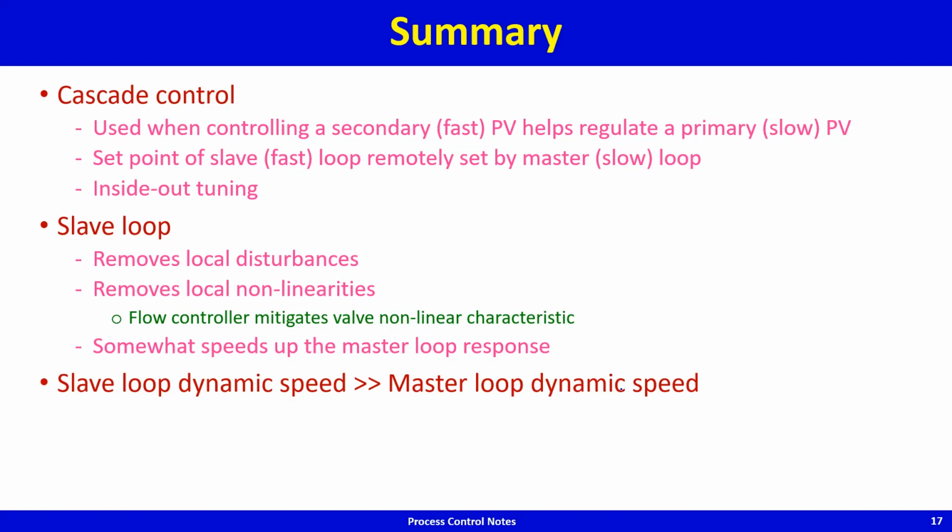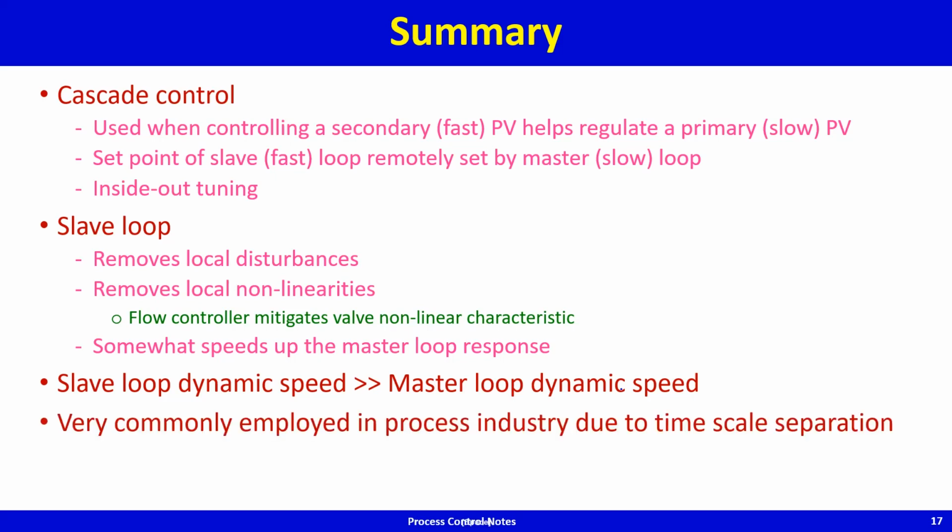For the cascade scheme to work, the slave loop dynamic speed must be much greater than the master loop dynamic speed, and that is required so that the slave can keep up with the demands of the master. The cascade control system is very commonly seen in the process industry, and that is because of time scale separation that is inherent in chemical processes. And with that, we come to the end of this lecture.